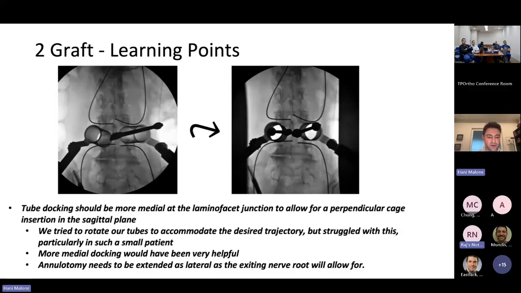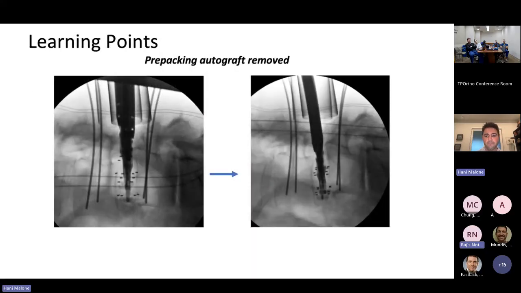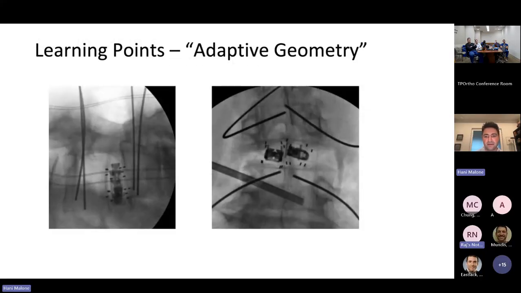And so after a little bit of trial and error, we were able to get that done and put in 2 different grafts. And you can see both grafts going in. You have to be a little careful with pre-packing as well if you're going to try to put 2 grafts in, because you don't have a ton of space, and you really got to do a good job with your disc prep. So we removed the pre-pack graft, and then we were able to get both cages in.